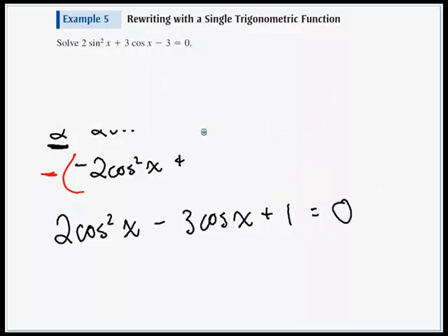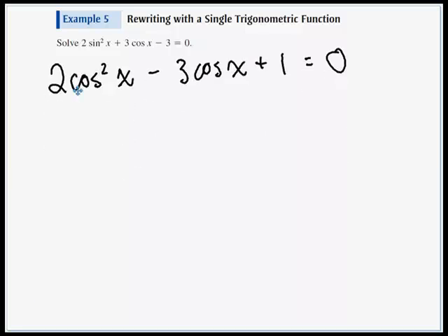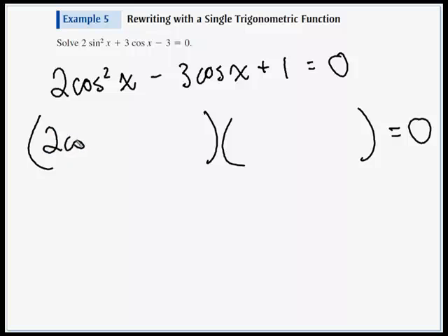And now I'm ready to factor. So I'll break this up into 2 factors. My first term in each binomial is going to be a 2 cos x and a cos x. And we want to end with a positive 1, so it's going to be 1 times 1. Our middle term is negative, our final term is positive, so it's got to be minus and minus.